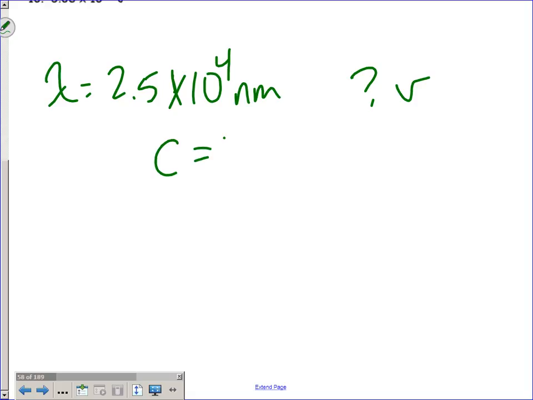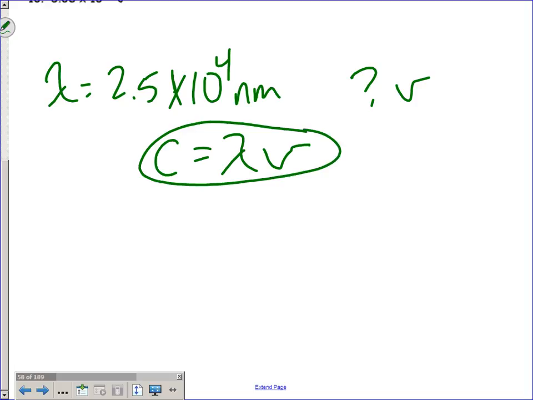So I'm hoping you're thinking of this equation first. You know you're solving with this equation, except you know that many times this is in meters and this is in per second, which correlates with the meters per second that the C value has. So yes, you're right. This nanometers is not going to work for us. Let's go ahead and convert.